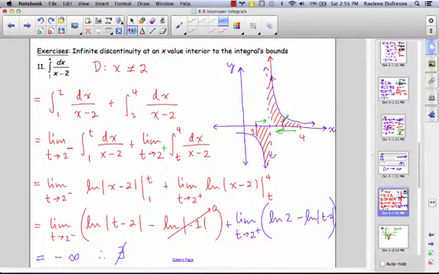And so even though it looks like we have some symmetric amount of area, that this green area and this green area are the same but opposite, we don't get to cancel them out.